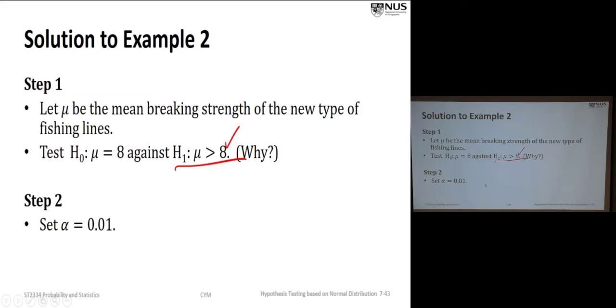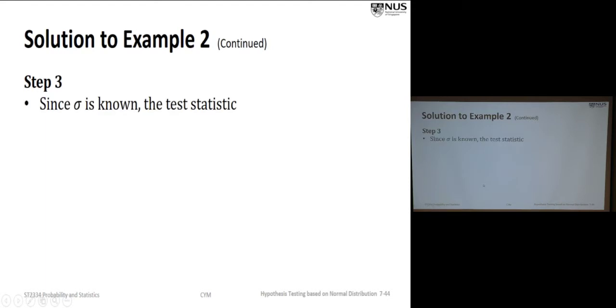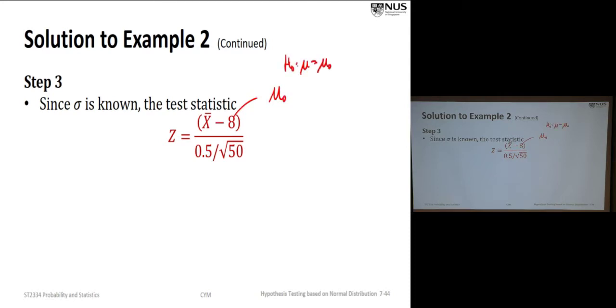We have not touched on the data yet. So all set, then we decide on the test statistic. The test statistic is X bar minus 8. This is mu naught, which is from the null hypothesis. All right? And this is sigma, and this is n. So it's sigma over root n. This is the test statistic. And this follows a normal distribution, if the underlying distribution is normal.